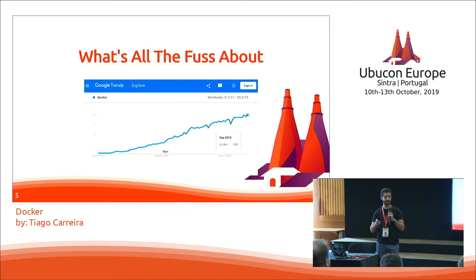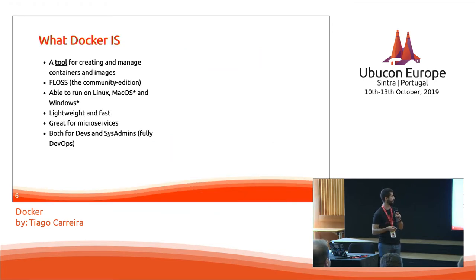So let's check what Docker is and what it is not. Essentially, Docker is a tool for managing containers, managing container images, and everything around the containers ecosystem. It's open source, at least the community edition. Docker also has an enterprise edition, which I'm not going to talk about. It's able to run on Linux, Mac, and Windows, and that's a big advantage. In my opinion, it's why Docker got so much traction. It's lightweight and fast, as most container technologies are. It's great for microservices, and great for both developers and system administrators.